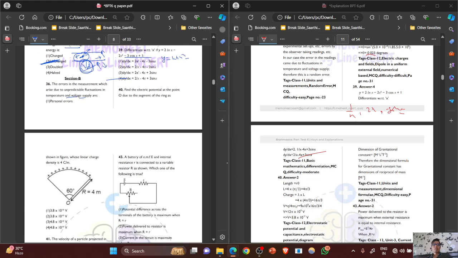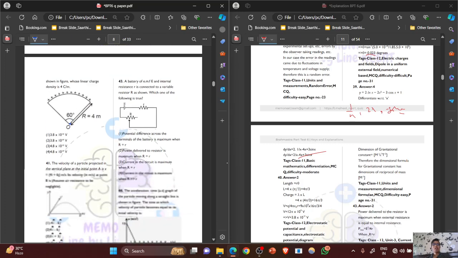The electric potential at the point O due to the segment. Okay, it is asking for the electric potential at this point. You can do it in two ways. First, you can calculate the field at this point, and thereafter calculate the potential from E dot dr, but that is a long method. You can calculate potential in this way: dV equals k dq by r. Take an element at angle theta, with d theta, and take an element of length dl, where dl equals r d theta.